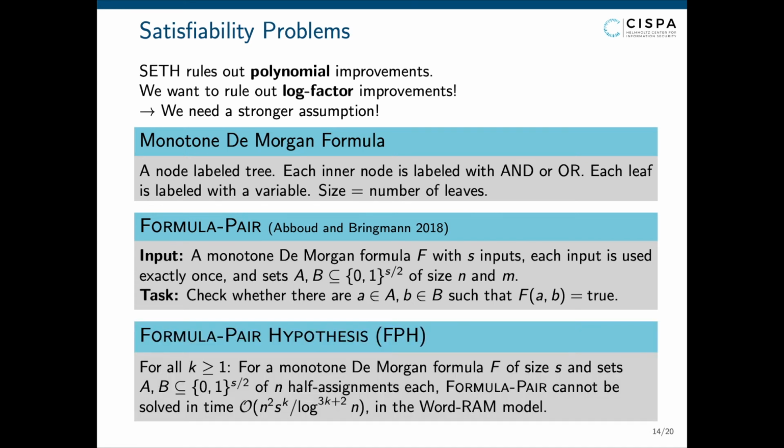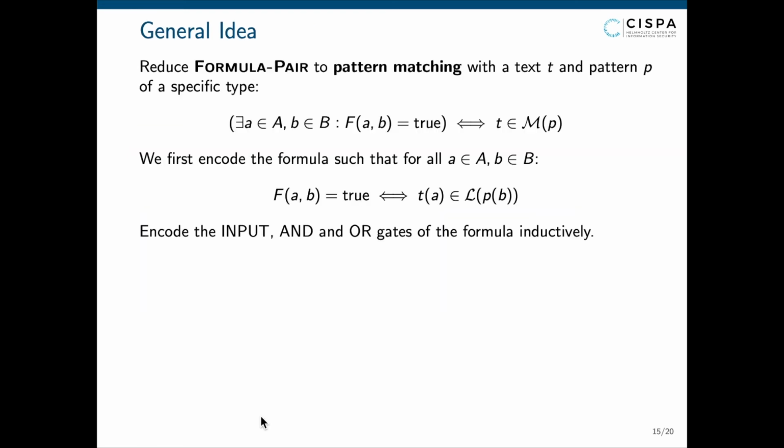And there's the formula pair hypothesis, which is based on the earlier mentioned formula set hypothesis. It essentially says that we cannot solve formula pair in this running time for any k, where s is the size of the formula and n is the number of half assignments in both subsets. We use this to show our lower bound for the pattern matching problem, and we reduce formula pair to pattern matching. By this we want to encode, or model, this formula by a text t and a pattern p.